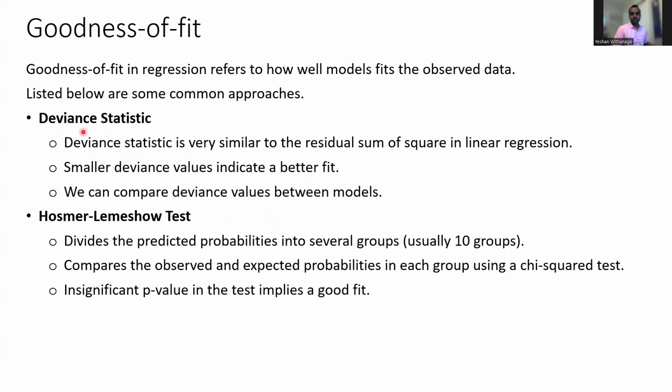We can use the deviance statistic to measure the goodness of fit. This is very similar to the residual sum of squares we use in linear regression, and the smaller the deviance, the better the fit. Another tool is the Hosmer-Lemeshow test, which divides the estimated probabilities into several groups and compares the actual and the estimated probabilities in each group using a chi-square test. An insignificant p-value in the test implies a good fit.